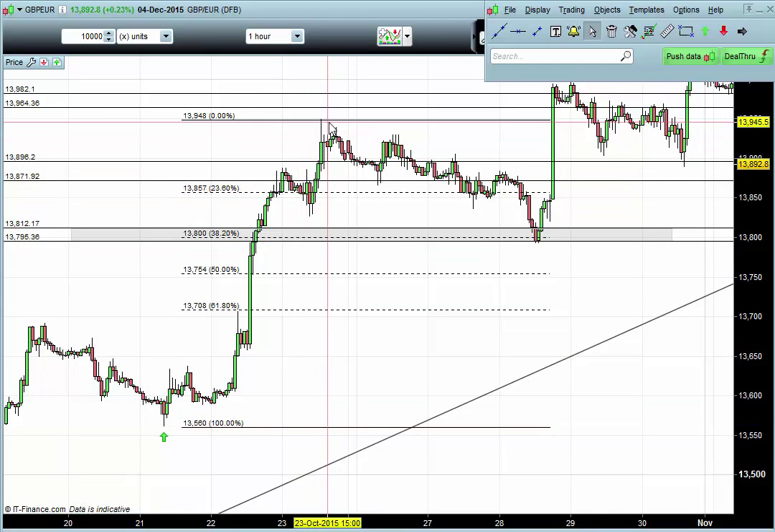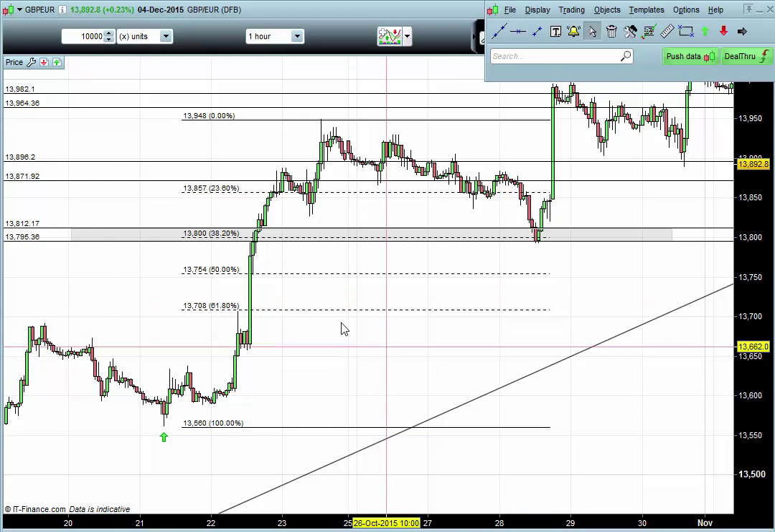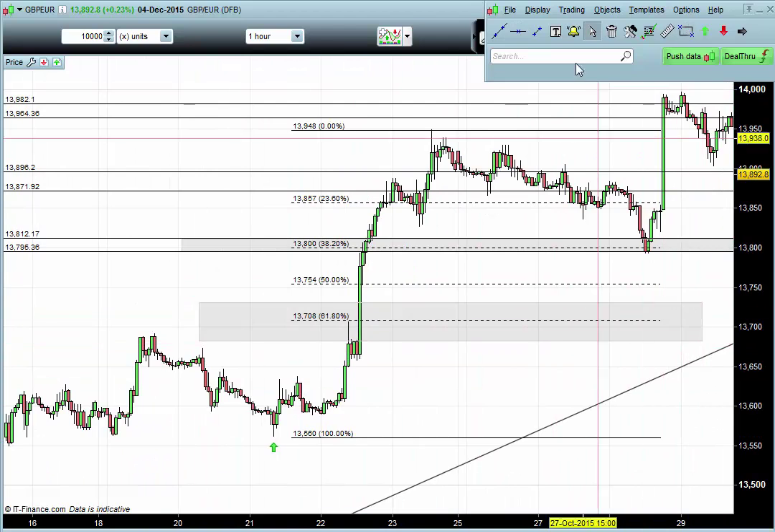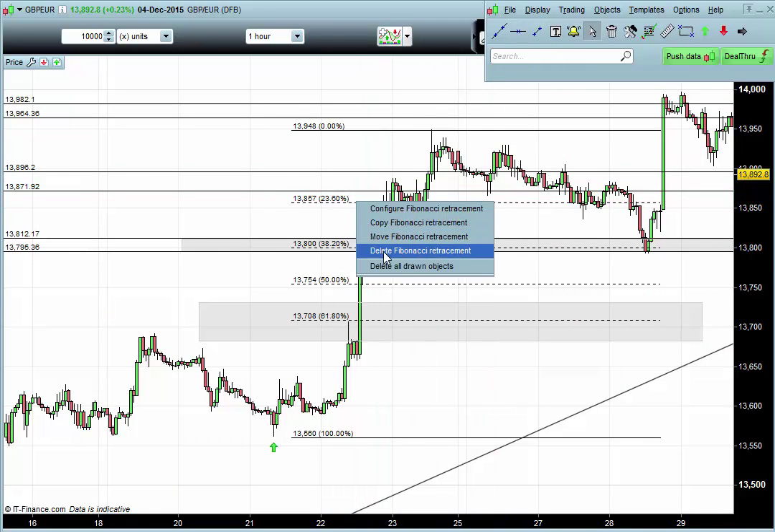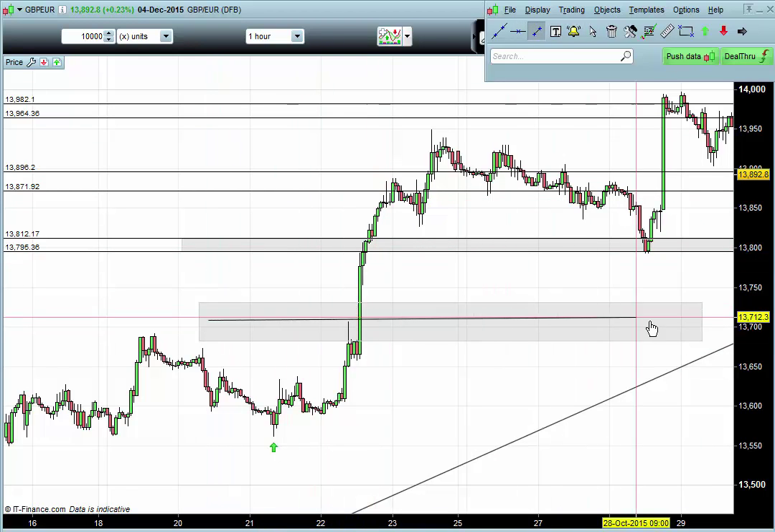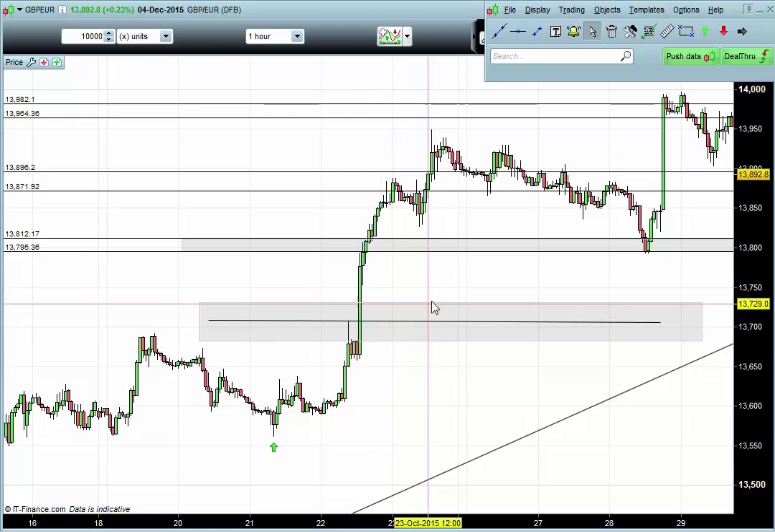Be careful with it on choppy markets, markets that are moving sideways, sideways in a range. It's just moving sideways like that. You can have a lot of false signals with Fibonacci and suffer quite a few losses.